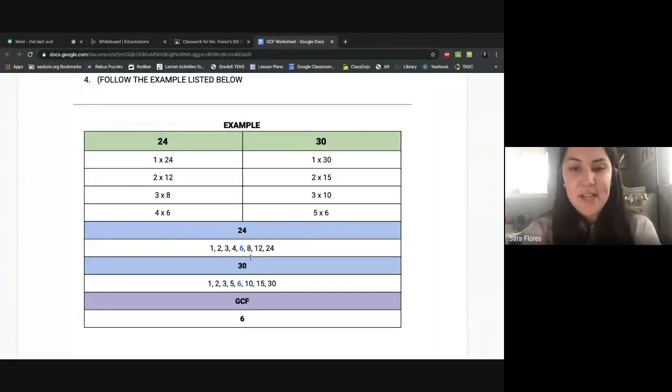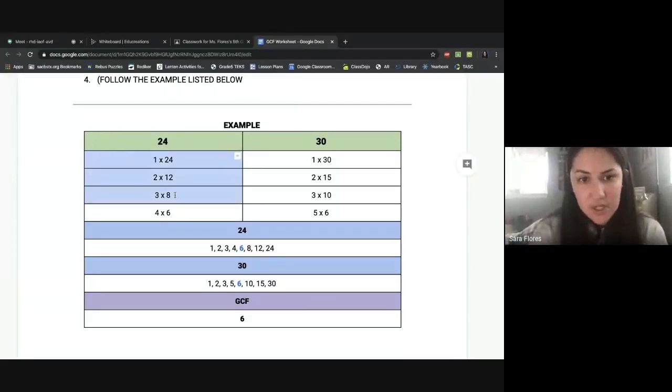Same thing like we did right now. So you have 24 and you have 30. If you think of this as a fraction, it would be 24 over 30. 24 would be your numerator, 30 would be your denominator, and you want to reduce 24 over 30. For 24, you're going to list all of the multiplication tables that would equal 24. For 30, you're going to list all the times tables that equal 30.